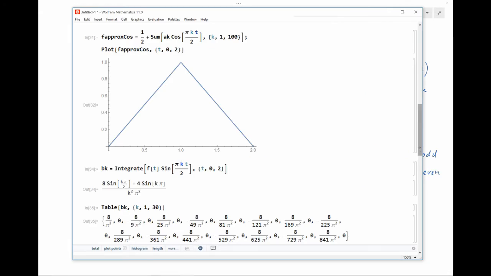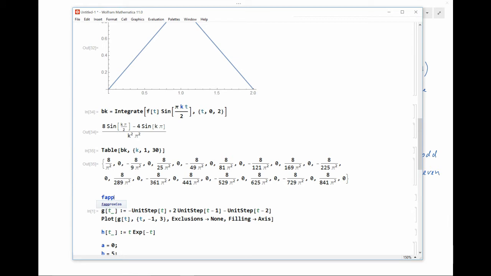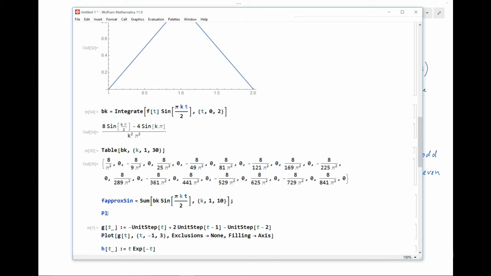Let's see how this series works for our function. So I'm going to say that f approximation with the sine series is the summation of bk times the sine of pi kt over 2, and the summation will be for k going from 1 to say 10, and then we'll plot it.